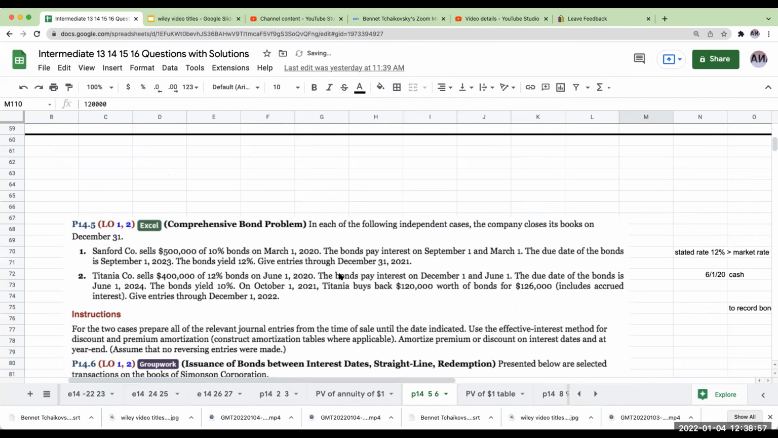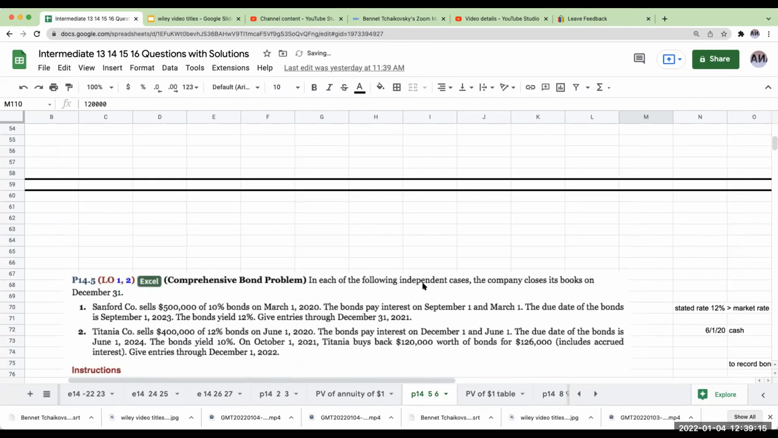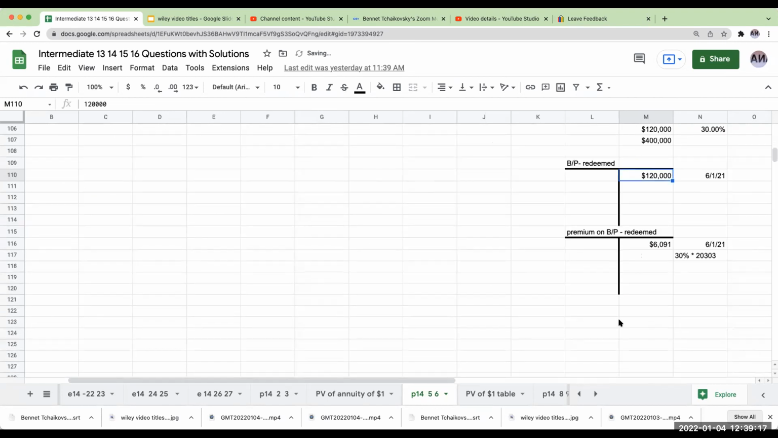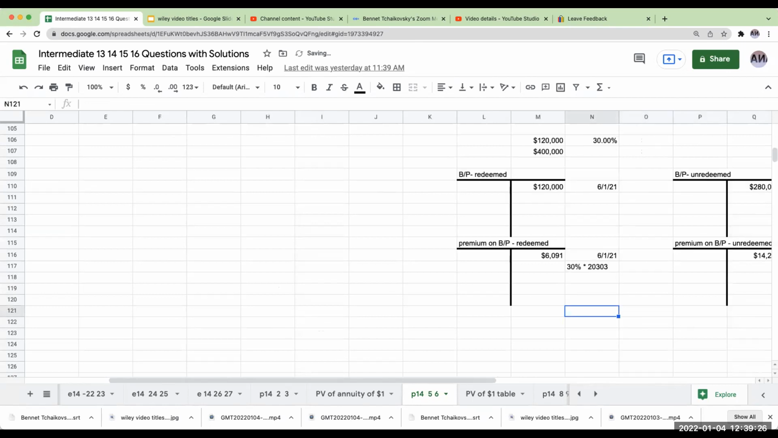The bonds pay interest on December. The due date of the bonds is June 1st. The bonds yield 10%. On October 1st, 2021, we buy back 120,000 of bonds for 126. So first we're going to figure out how much interest we paid. We are redeeming these bonds on 10/1/21. For the redeemed bonds, my first step is to figure out the entry that I made for the interest expense as it relates to these bonds through this date.